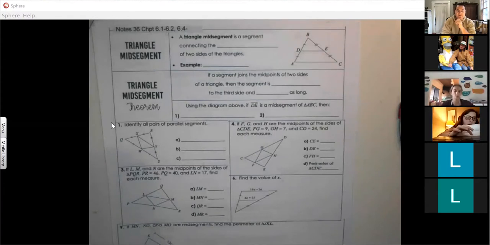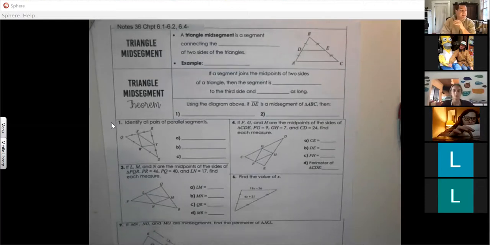Should we be copying this? No. Does this only work with scalene triangles? No, it does not. Turns out, can you send the link?